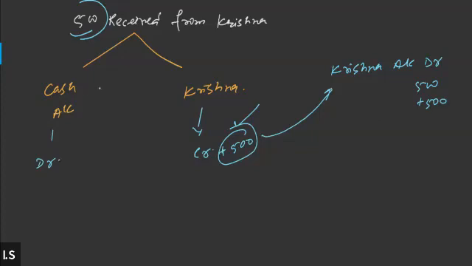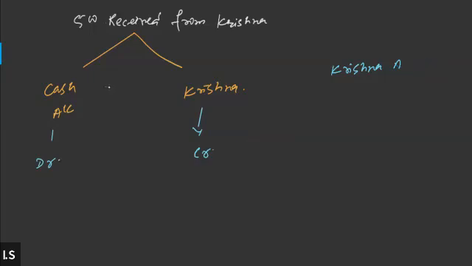Is this clear to you, or do I need to explain it once more? So you're talking about the rectification. Yes, I'm talking about the rectification. The Krishna account will be debited by 1000. Okay, just a moment. Let me explain this in a different way.